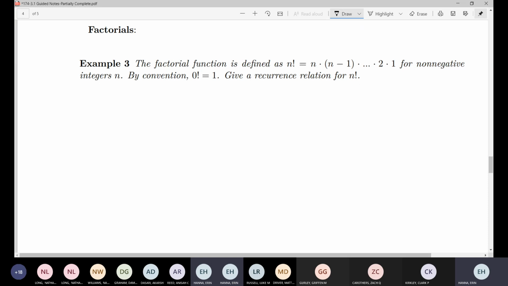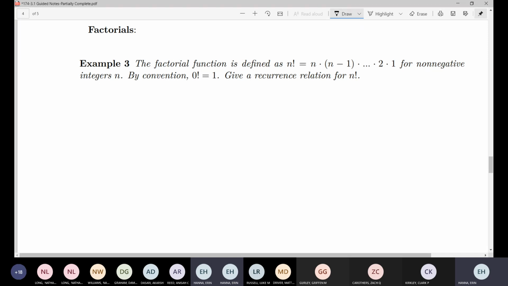So n factorial is equal to n times n minus 1 times n minus 2 times and so on until you get to times 2 times 1. So you take all the numbers from n to 1 and multiply them all together. This is for non-negative integers, so you can't find a factorial of a negative number. And by convention, we say that 0 factorial is 1. That's just something we all agree to be a thing.